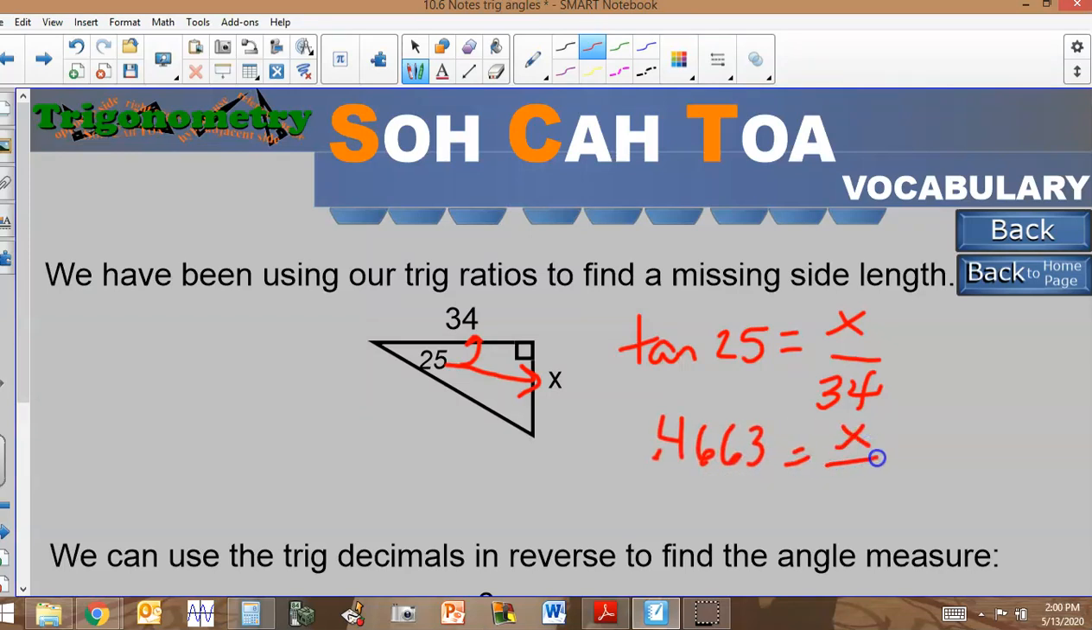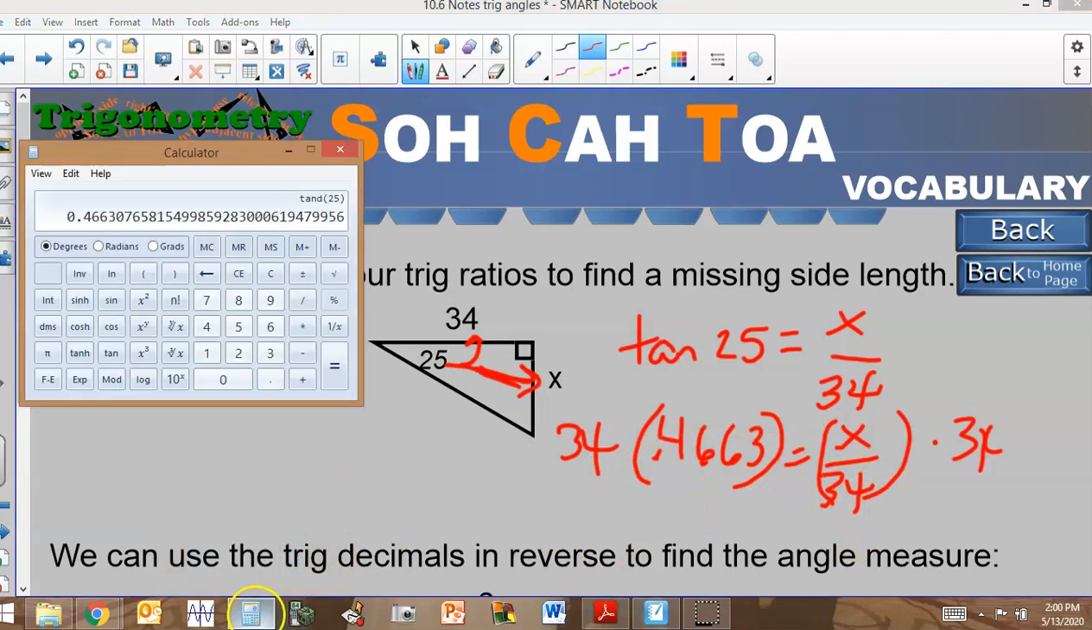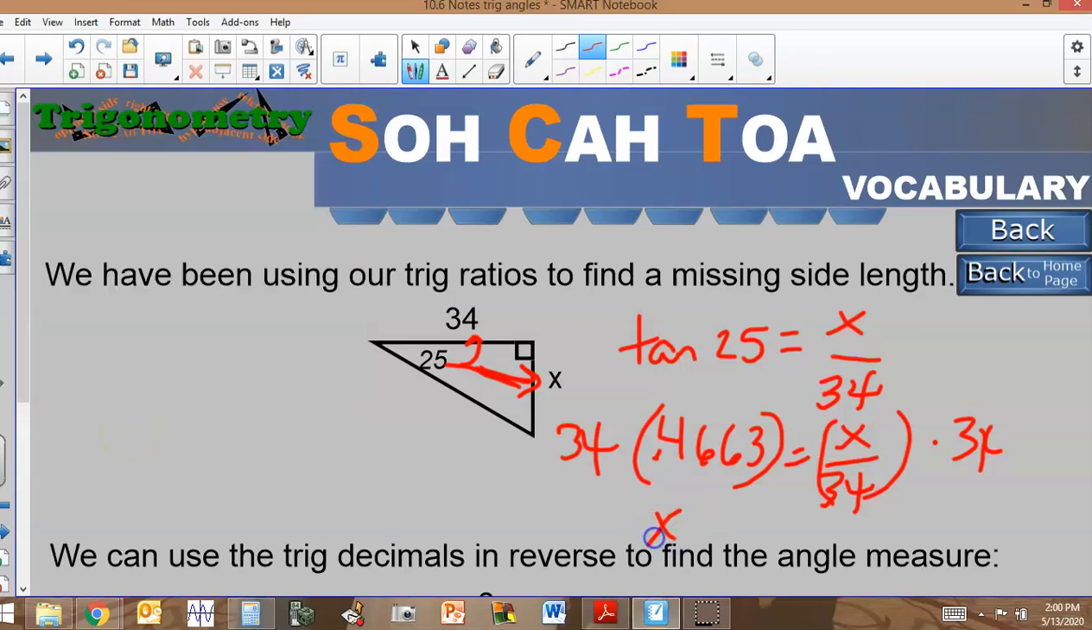Okay, and this is why we use the angle that's across from the missing side, because then all I have to do to solve this is multiply by 34 on both sides, because that's the opposite of dividing by 34, right? Instead of dividing, we've got to undo this. So now I take that number, which is hopefully still in this calculator, and times it by 34. And then that'll tell me what that missing side is. Okay, 15.9. X equals 15.9.